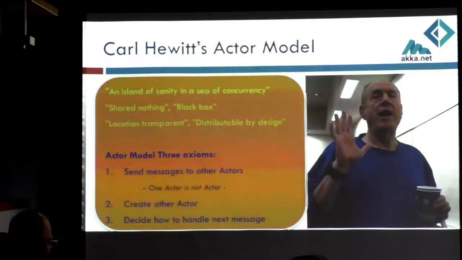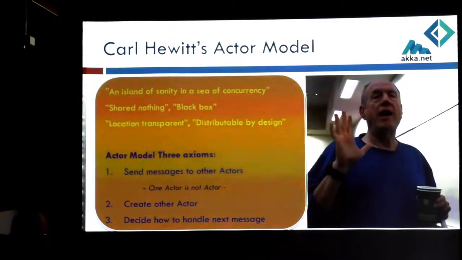And the actor model is really not a new concept. It's been around for over 40 years. In 1973, this man, Carl Hewitt, wrote a paper about a mathematical model for computation. And the actor programming model raised the level of abstraction for writing lock-free concurrent applications. There are three axioms about the actor model. I think there is one more. The actor can send messages to other actors, create other actors, and decide how to handle the next message. To me, the actor is also able to make a local decision.